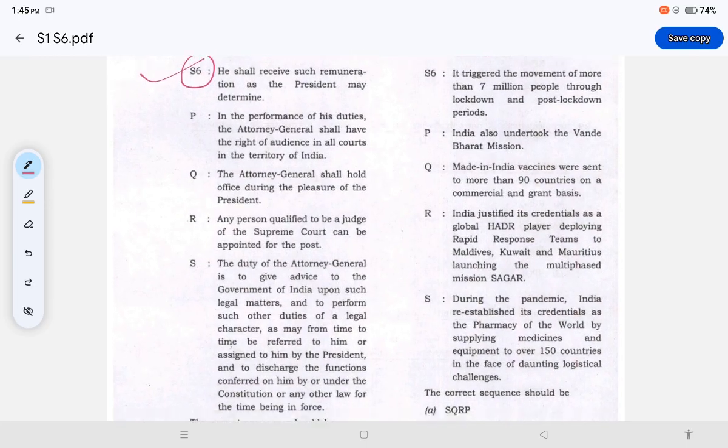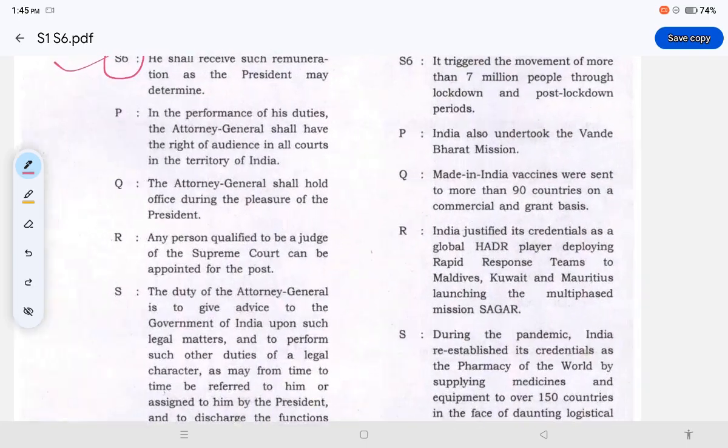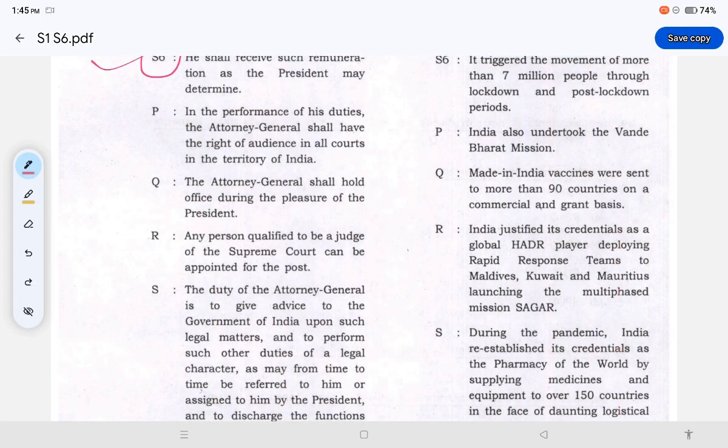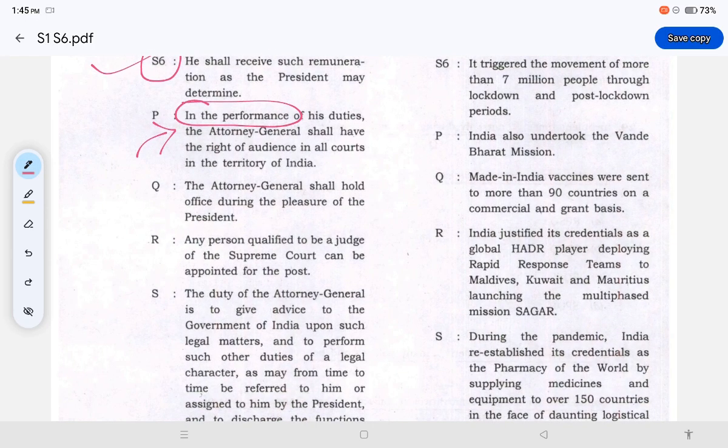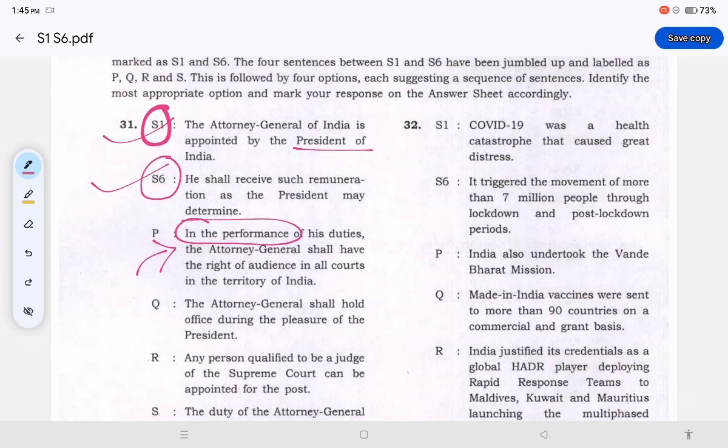Next point was to read all the sentences in between. Why? Because this will give us the idea, and then we will also look into what other points are given. In the performance of his duties, the Attorney General shall have the right of audience in all courts in the territory of India. Now when we see this, in the performance of his duties, this sentence absolutely cannot come after S1. Why? Because there has to be more description about his performance first. The Attorney General shall hold office during the pleasure of the President.